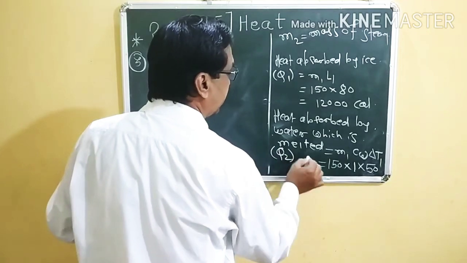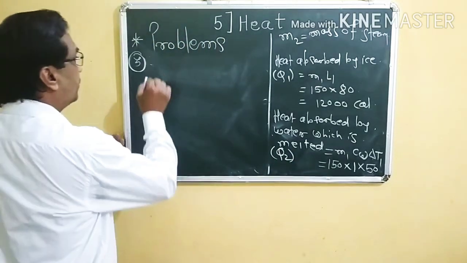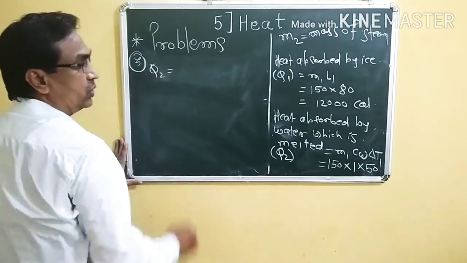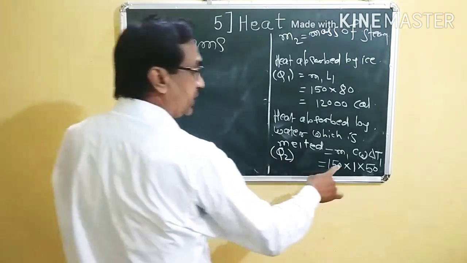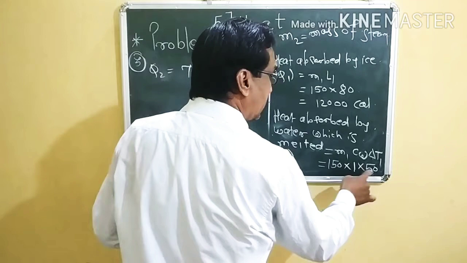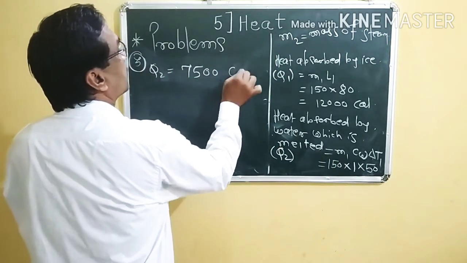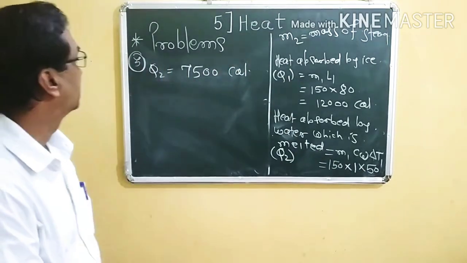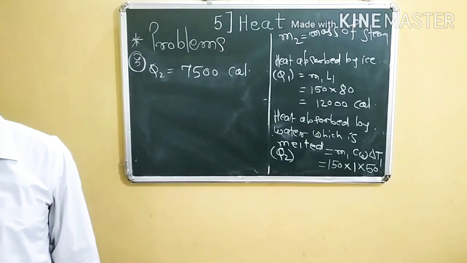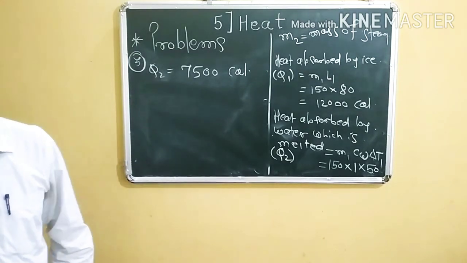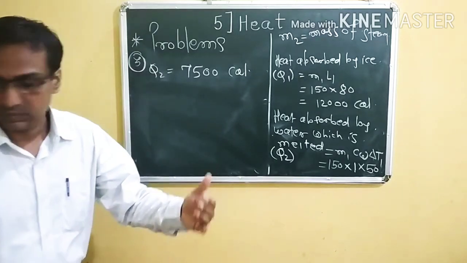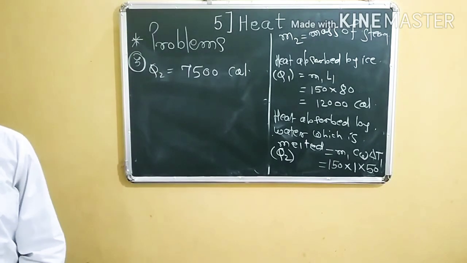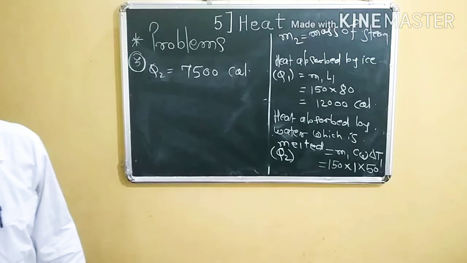Here we have to consider the evaporated one, Q2, and Q2 is equal to 75 calorie, that is 7500 calorie. Okay, so these are the two things. Afterwards, what happened? Heat given out by steam.